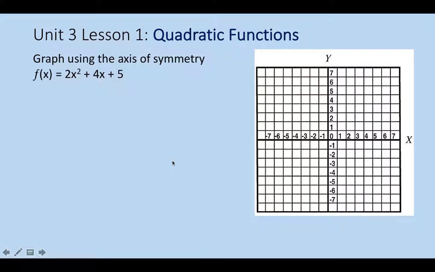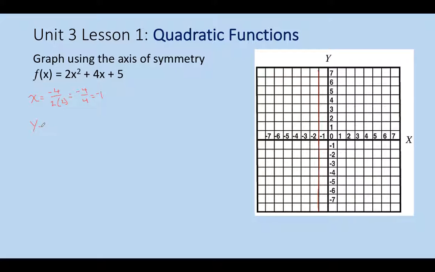Okay, let's get to the first couple examples here, which are going to go by hopefully pretty easy. So, graph using the axis of symmetry. Step number 1 is to go ahead and find the axis of symmetry. So x equals negative b divided by 2 times a, which is 2. So you've got negative 4 over 4, which is negative 1. I'll just go ahead and graph my line x equals negative 1 right there. All right, so there's my axis of symmetry.